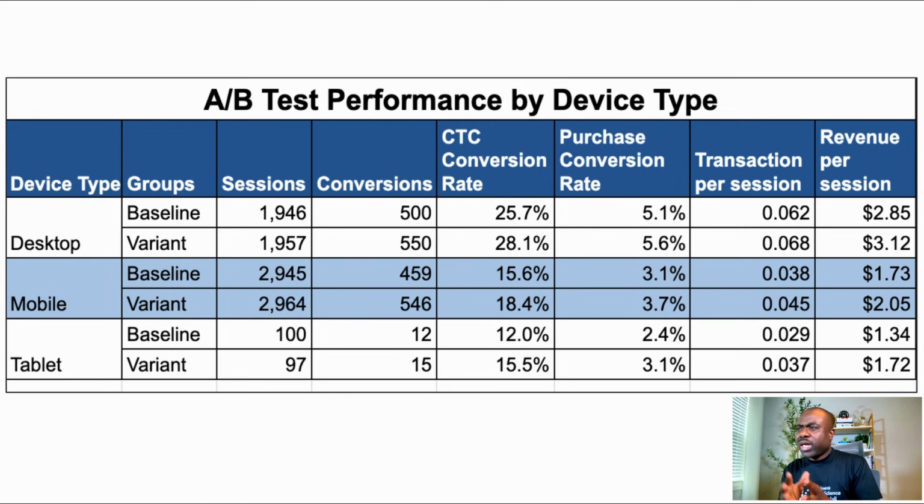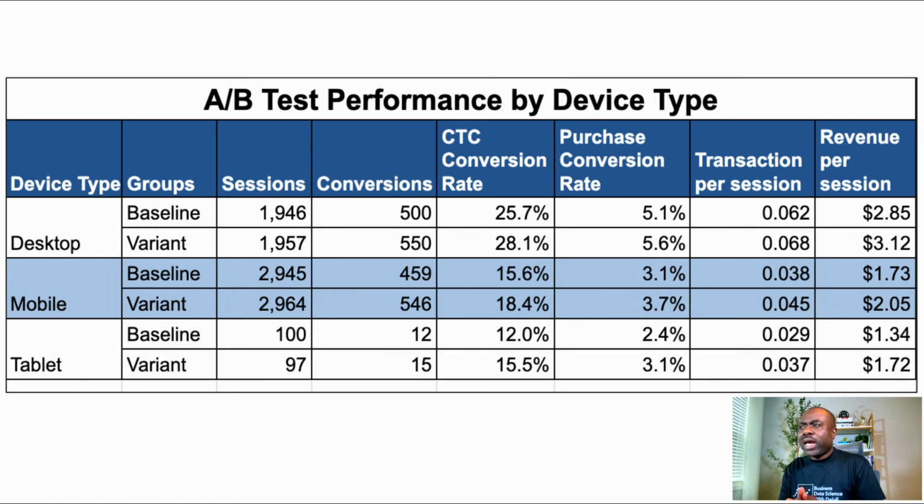Okay, and so you can see here that across all the device groups, the variant definitely outperforms the baseline. Okay, which is good, which means that there is nothing happening maybe in mobile that might be different in desktop. Across all the device types, it seems like the conversion rate for the variant is more than the baseline. Okay, which is great to see.